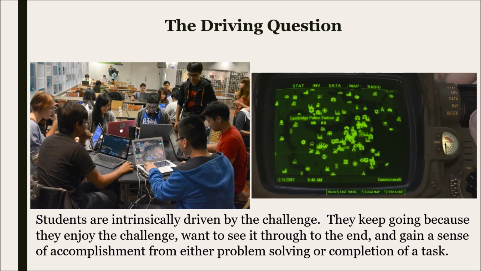They want to succeed. And when they do get to the end, or when they do solve a problem or a task or a side quest, then they feel a sense of accomplishment and success, and it keeps them even more driven. So it's the same concept that we have even in a video game. So we want to keep our students, of course, driven with the assignments that we give them.